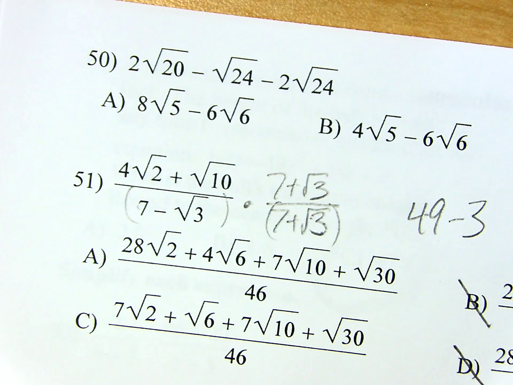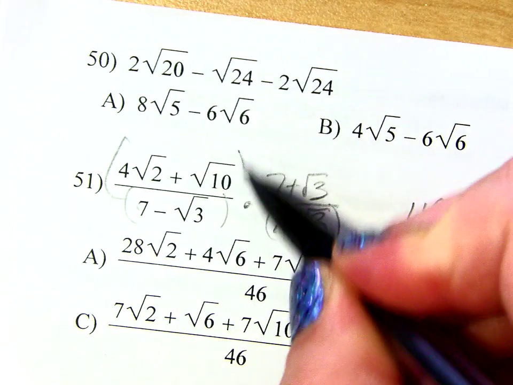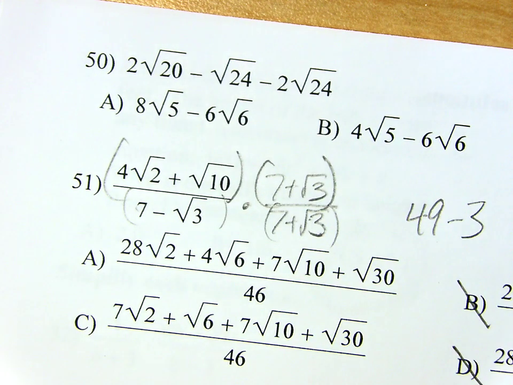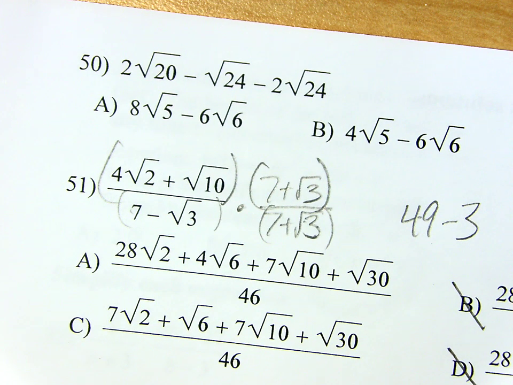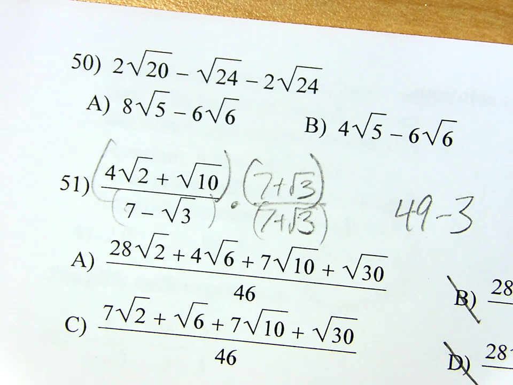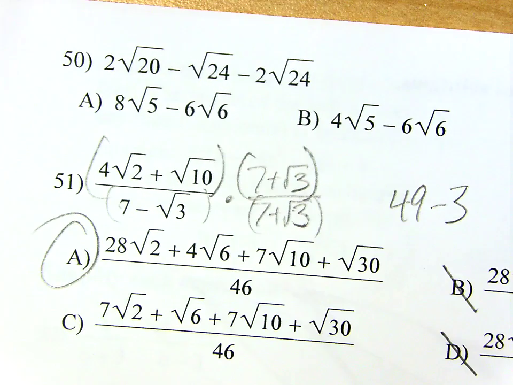Right. So now I have to do some work up top. But actually, you do the tiniest little bit and you already have your answer. Because if I FOIL these two together, what do I get when I multiply the first things? 28, 28 root 2, right? So doesn't it have to be A? It's got to be A. Yep. Sure.